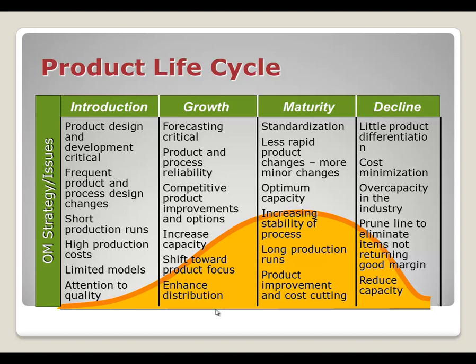Short production runs. If you can make a prototype, 1 piece, 2 pieces, as much as you can, it depends on the capabilities and the amount of money needed to produce 1 or 2. At this stage also, we have high production cost. It will be very expensive, and we have a limited number of models, maybe 1 or 2 prototypes only. And we pay a lot of attention to the quality of the product in this stage.